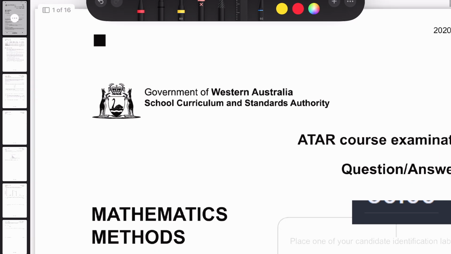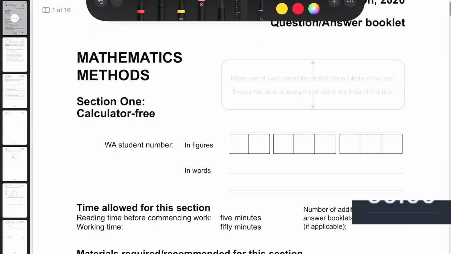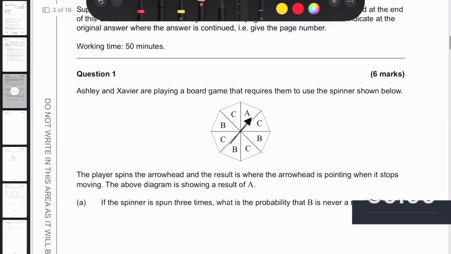Time to do the 2020 methods WACE exam. Then after this, hopefully today, I'll also do the 2023 one. Unfortunately, I don't think I'm going to get these videos out before the WACE exam, which is going to kind of suck, because my chemistry exam, my methods exam, and my physics exam all kind of squashed together. But it is what it is. So, 50 minutes. Time to start the timer.